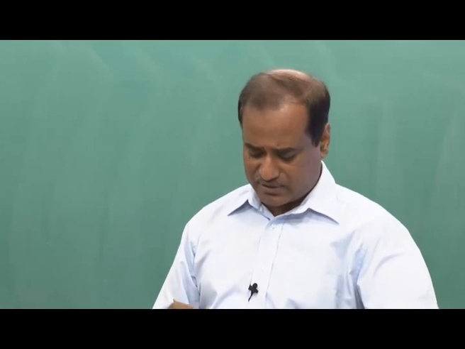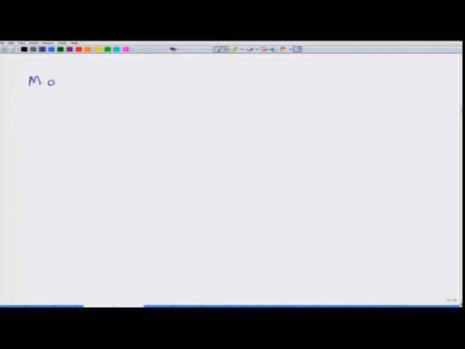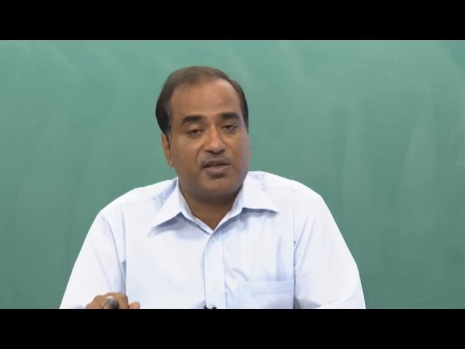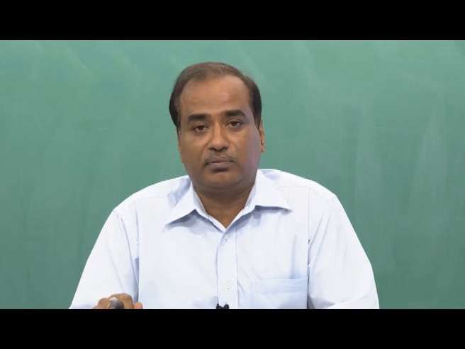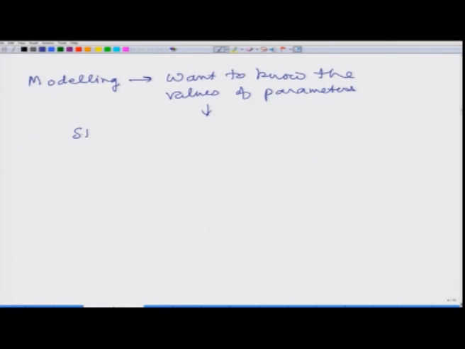So, in statistics, whenever I say that I want to do modeling, this simply means I want to know the values of parameters. The question is how do we know them? They are unknown to us. They exist in nature, that is okay, but we have no idea. So, in this case, the statistical tools help us.